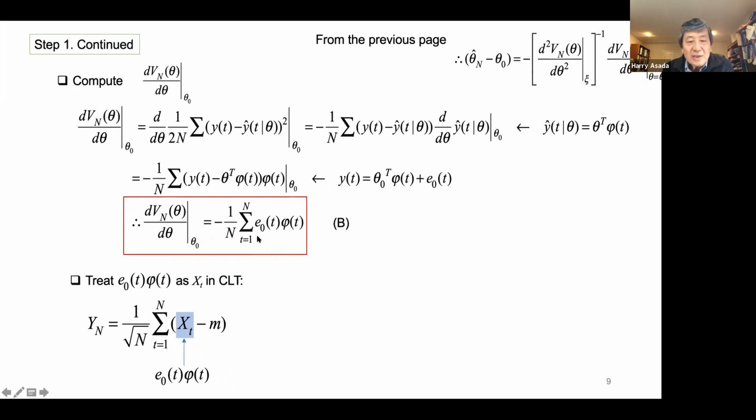What we'd like to do is apply the CLT. We use e naught t times phi_t as the random variable x_t for this. To apply the CLT, we have to check a few very mild conditions. One is that the average value of this should be uniform, meaning that for all times t it should be the same. That's one condition, and we also have to do some covariance analysis. So let's move on to that.